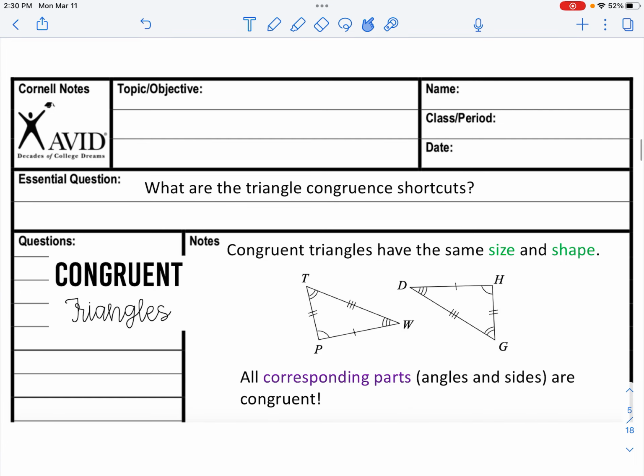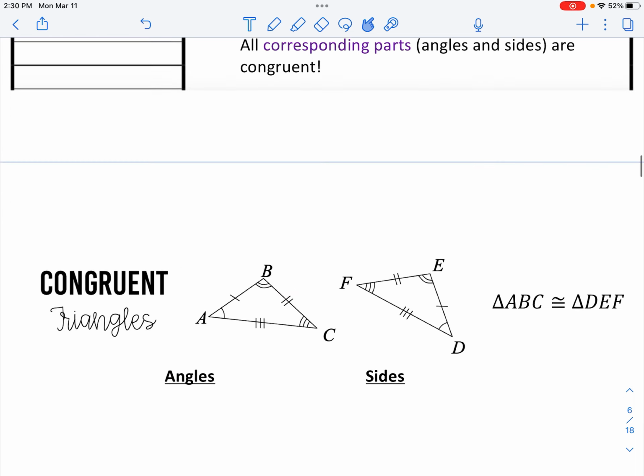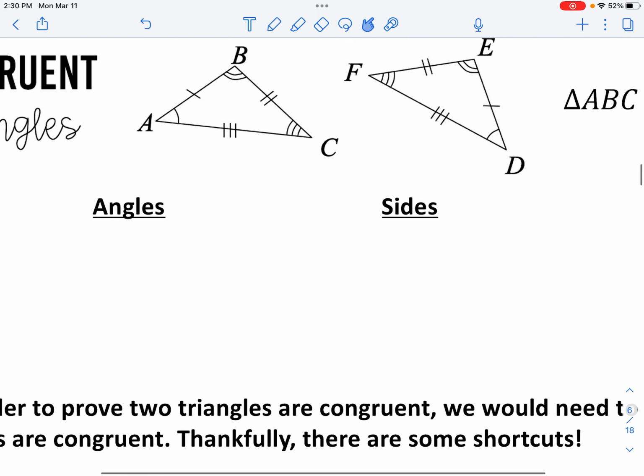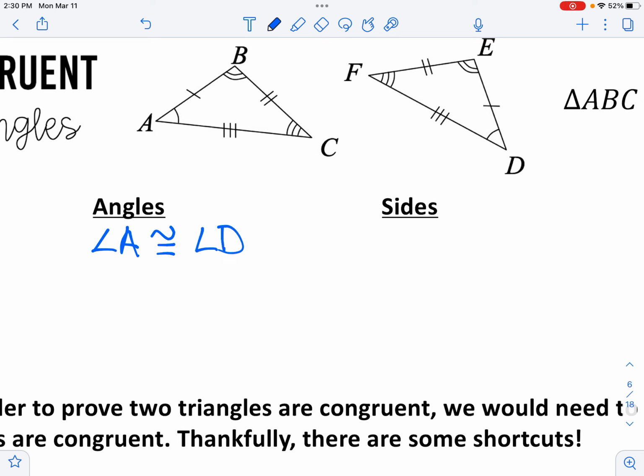Okay, we said last time that in order for triangles to be congruent, all their corresponding parts have to be congruent. So that's three angles and three sides. So if we look at these two triangles, which we saw last time, this would mean angle A is congruent to angle D. Angle B is congruent to angle E. And angle C is congruent to angle F. Okay, so that's three angles.